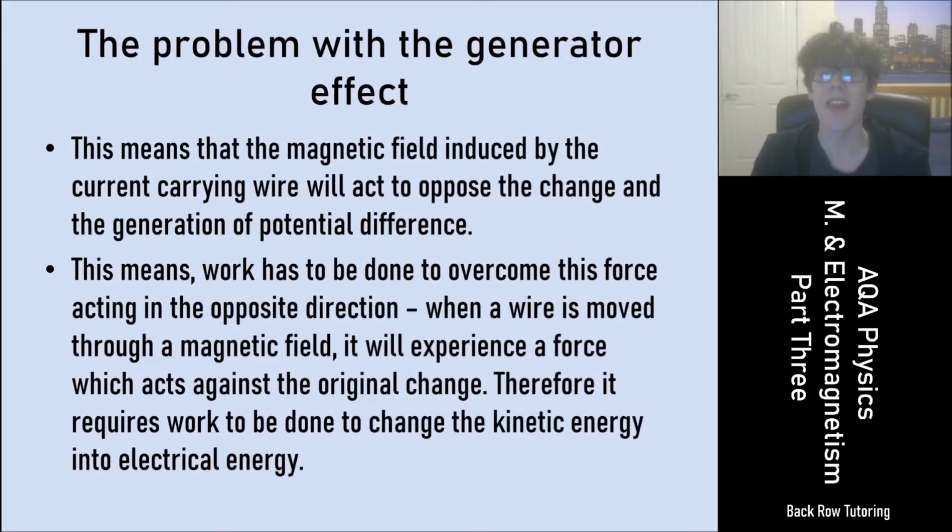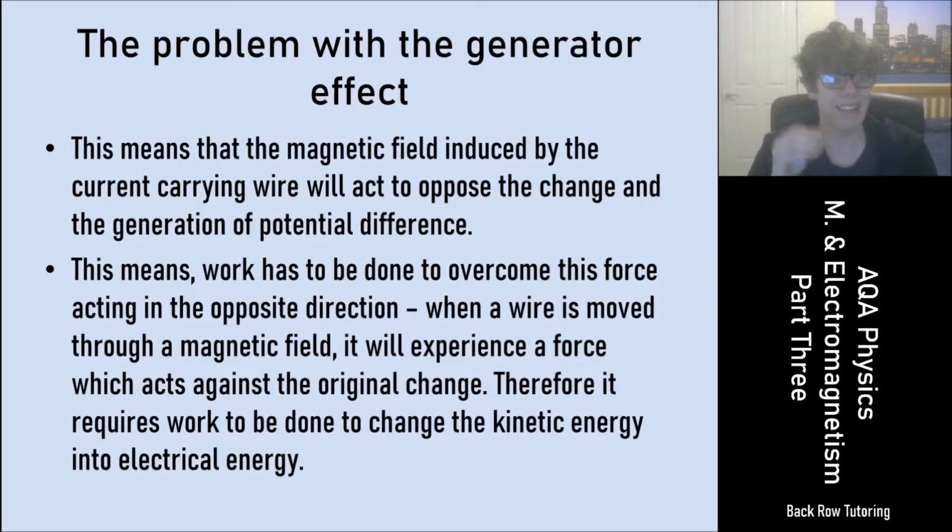This means that the magnetic field induced by the current carrying wire will act to oppose the change in the generation of potential difference. So this means work has to be done to overcome this force acting in the opposite direction. When a wire is moved through a magnetic field, it will experience a force which acts against the original change. Therefore, it requires work to be done to change the kinetic energy into electrical energy. So what this essentially means is you can't get any energy for free.